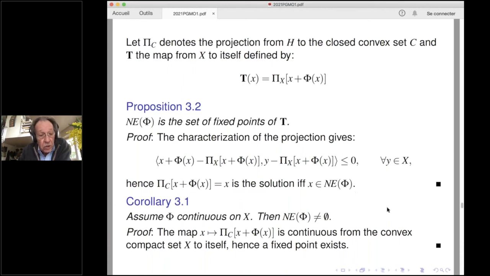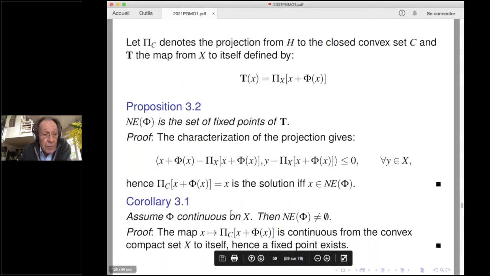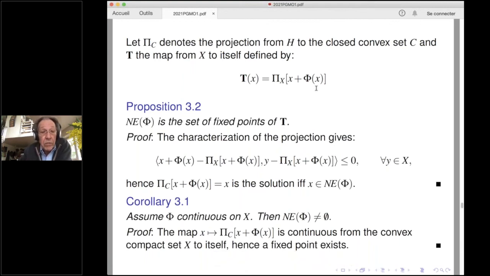In particular, this shows that if the evaluation maps are continuous, then the set of Nash equilibria is non-empty, because it corresponds to a fixed point of this map. So this is a proof of existence of equilibria for C1 concave games, which has hypotheses that are much stronger than the Nash result.